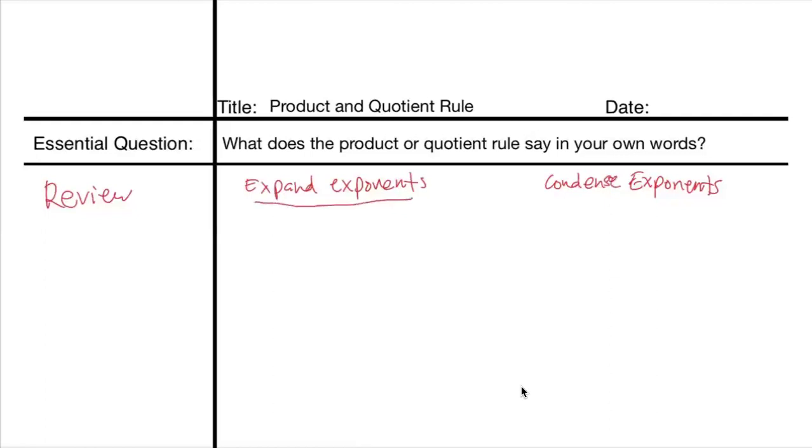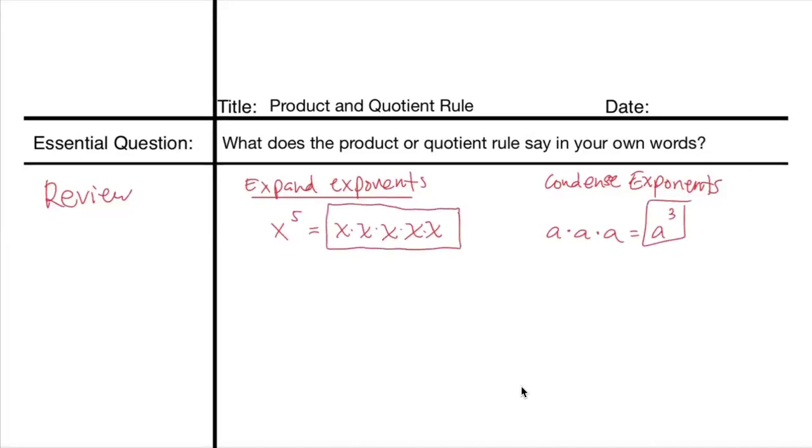So remember, expanding exponents, that's when I give you something like x to the fifth, and that equals, remember, we're multiplying x by itself 5 times. That's expanding it. Condensing would be me giving you a times a times a, and us seeing, well, a times a times a, that's the same as a to the third power. Good, so write those examples down. Expanding exponents and then condensing exponents. That's what those look like.